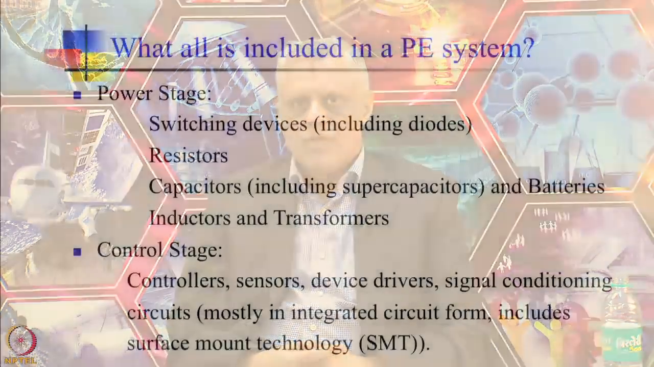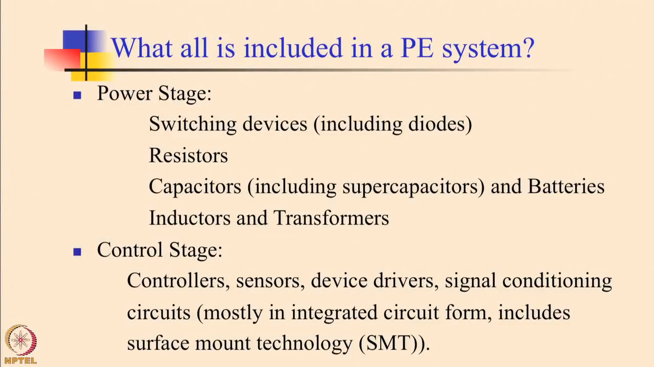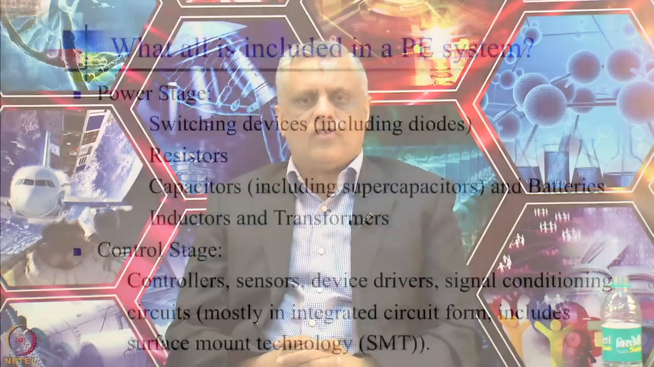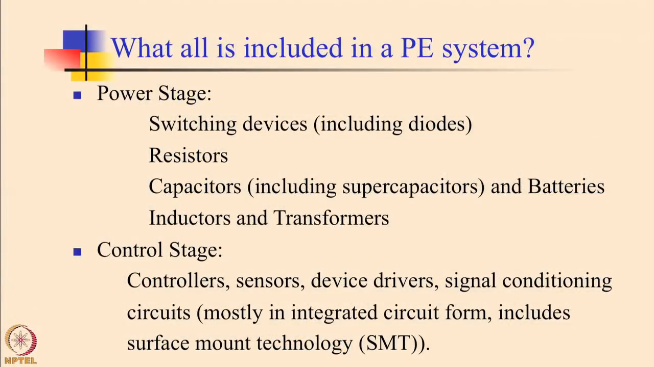Okay, welcome back to Fundamentals of Power Electronics. Any power electronic system consists of two stages, the power stage and the control stage. The power stage, which is a very common name given to the power circuit of the power electronic system, has the switching devices including diodes. It has resistors also, whether we want them or not, we do need resistors for various applications.